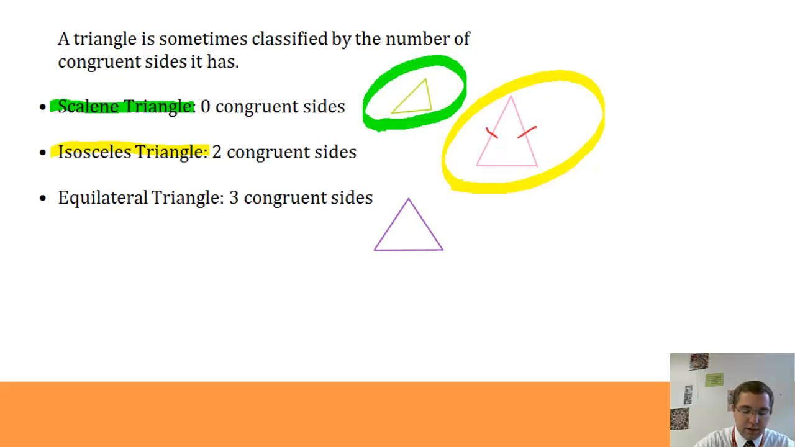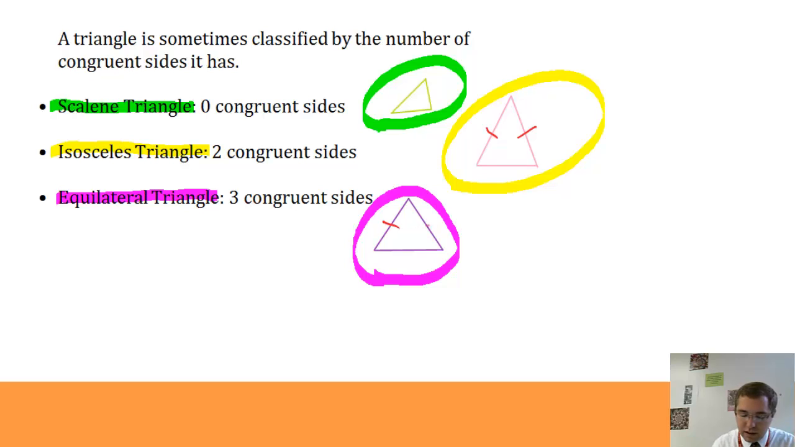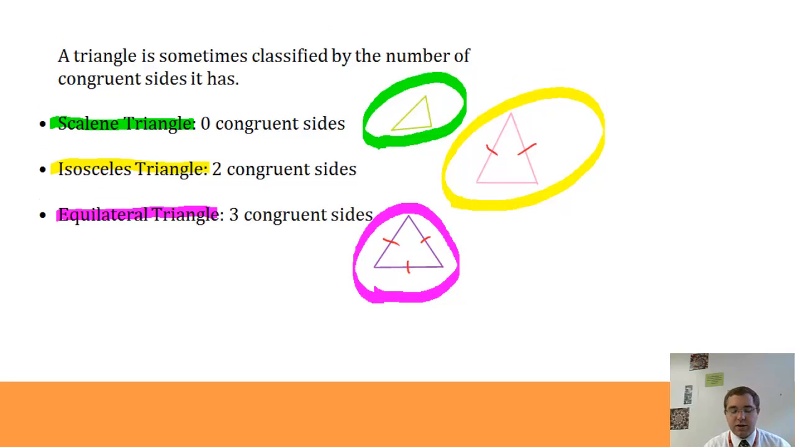And then finally, an equilateral triangle is a triangle with three congruent sides. So I claim that this triangle is equilateral because that side, that side, and that side are all congruent. They are all three the same length. So we can classify triangles by the number of congruent sides that they have.